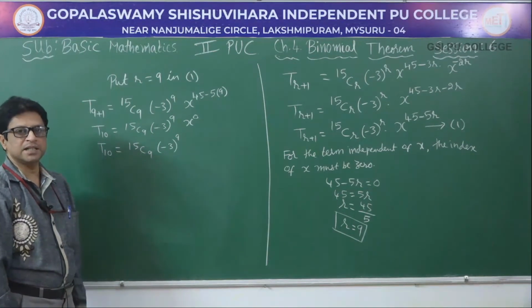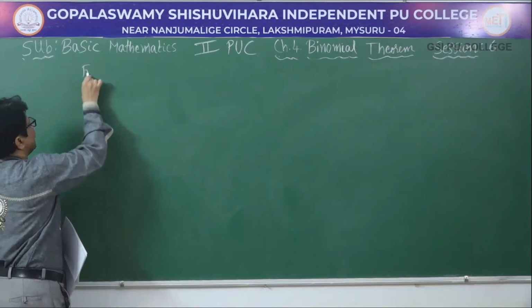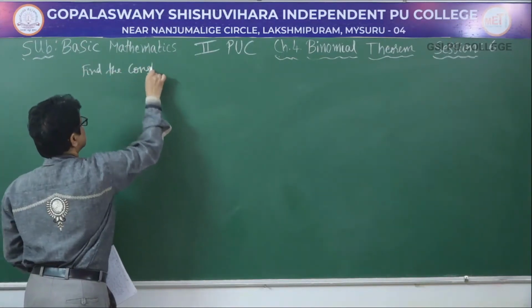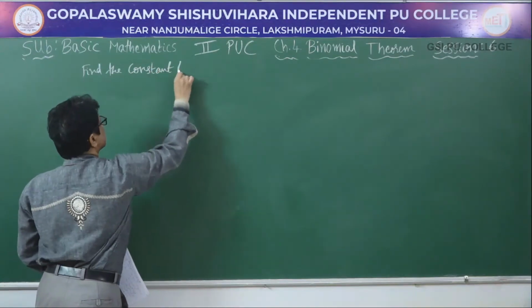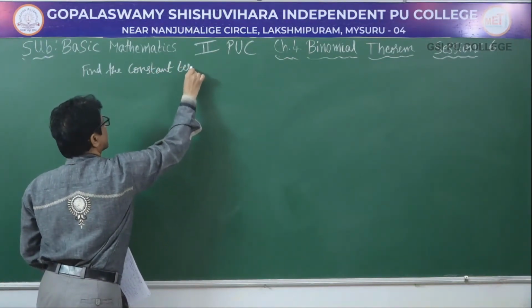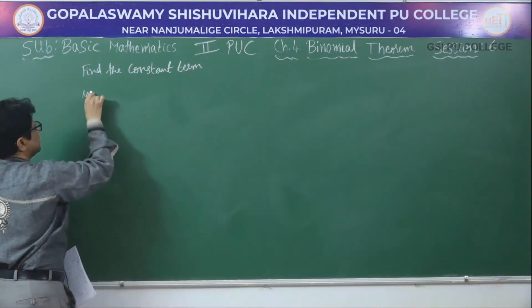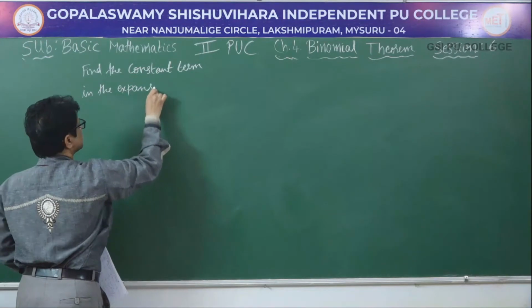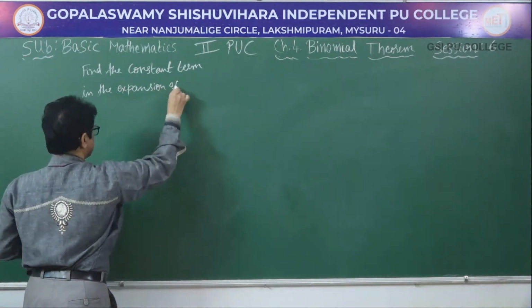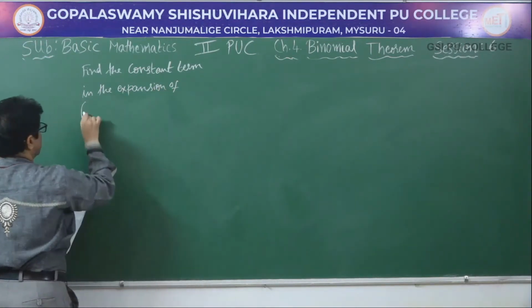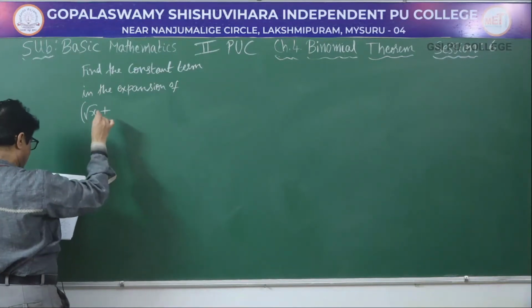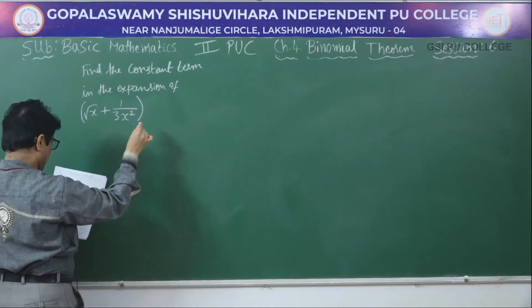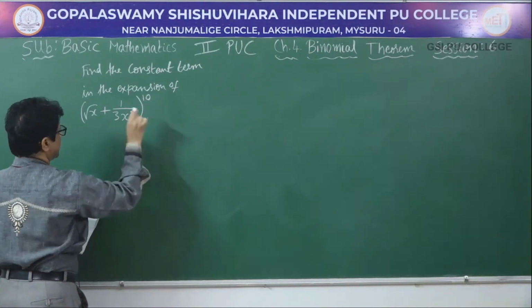That completes this problem. Find the constant term in the expansion of root x plus 1 by 3x square whole power 10.